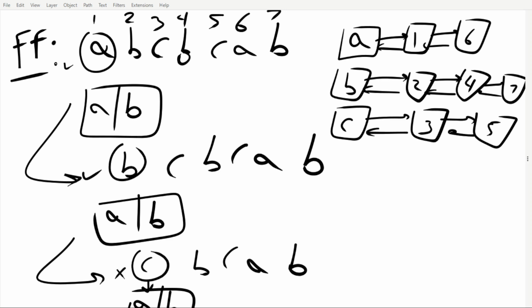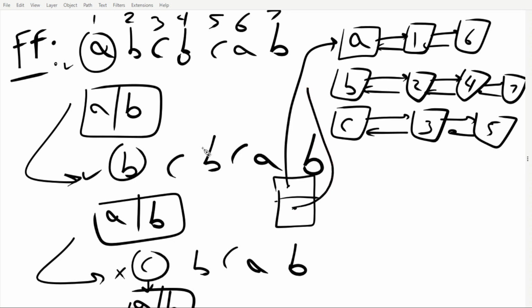So first time we scan and do like this. Then for the cache also we make a linked list, something like this, with the pointers. So initially we have A and B, so pointing to A and B like this. So this is a very efficient data structure.